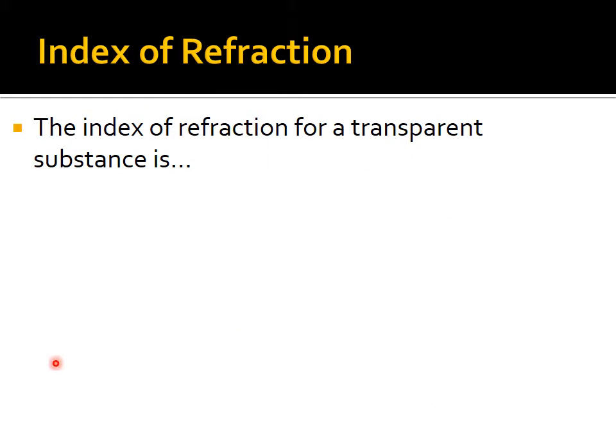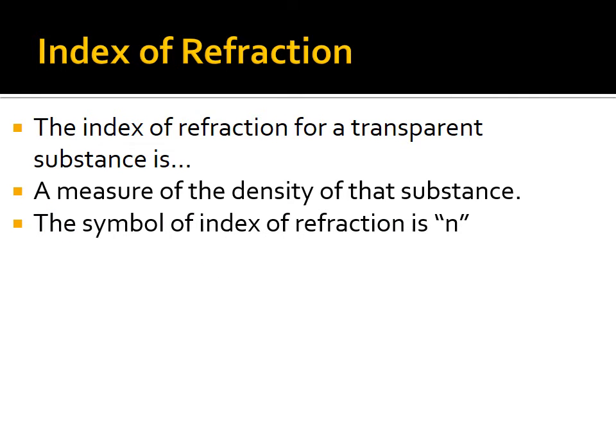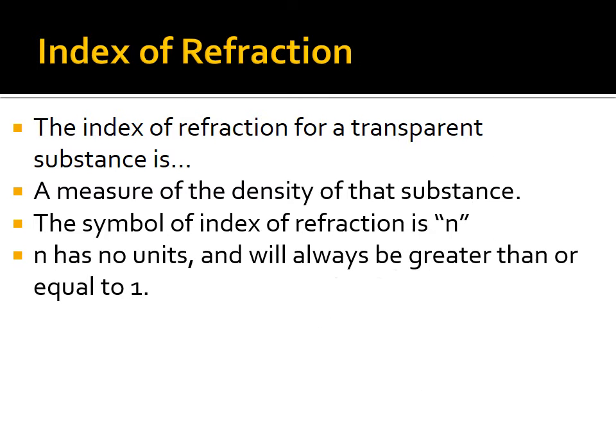Index of refraction, for anything transparent that light can travel through, is a way of determining an object's density. Its symbol is lowercase n, and it has no units. It will always be a number greater than or equal to 1, so you can never have something like 0.9 or 0.8 or 0.7. It always has to be greater than 1.